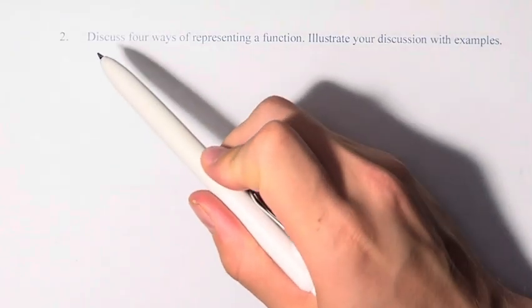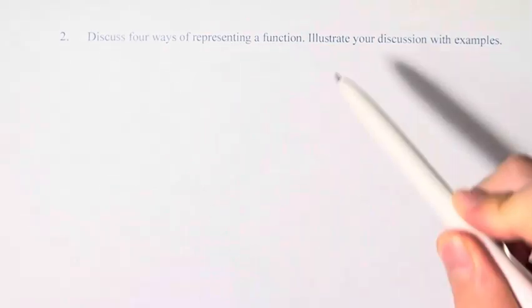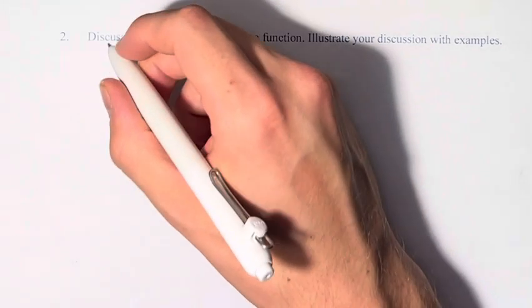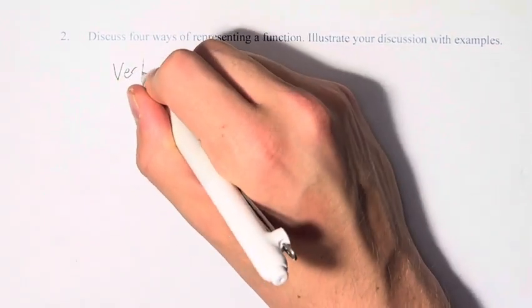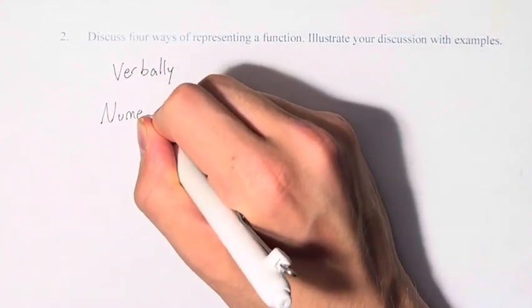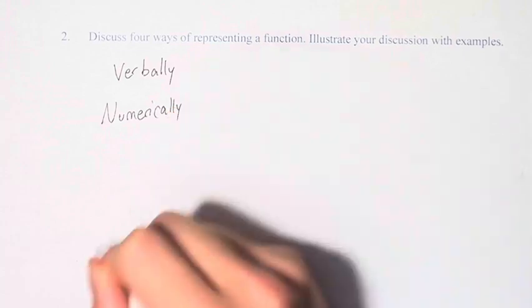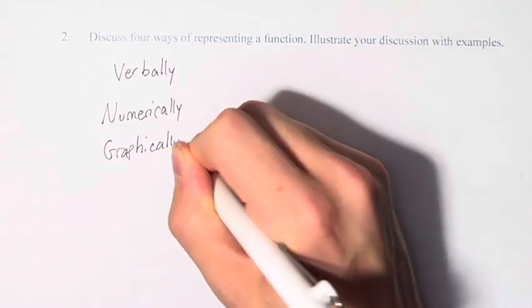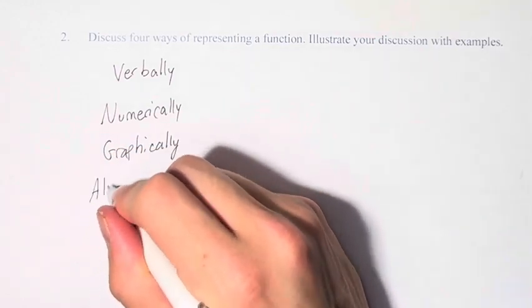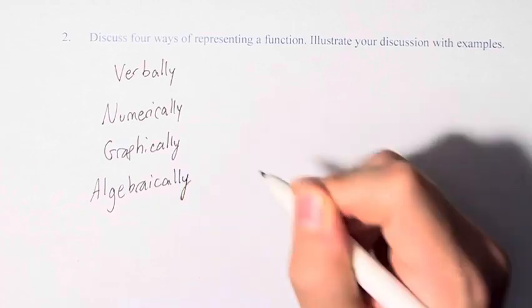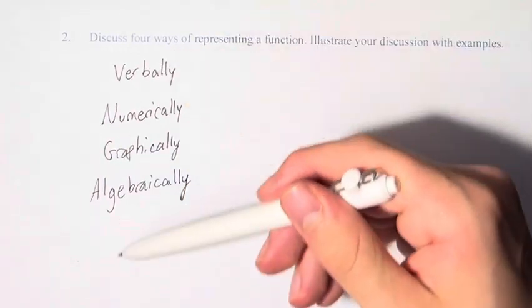In this problem, we're asked to discuss 4 ways of representing a function and to illustrate the discussion with examples. So the 4 ways to represent a function are as follows: verbally, numerically, graphically, and algebraically. These are the 4 ways.